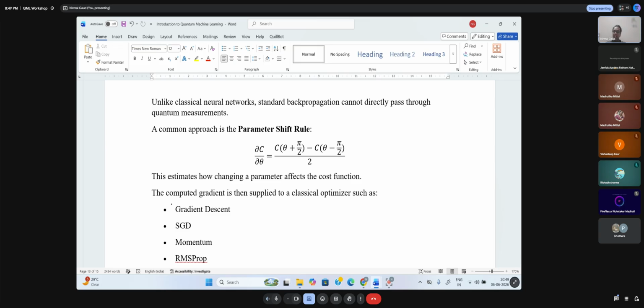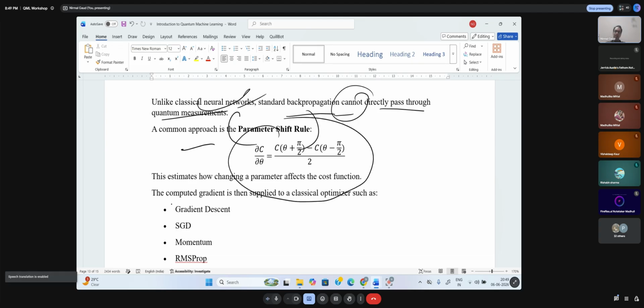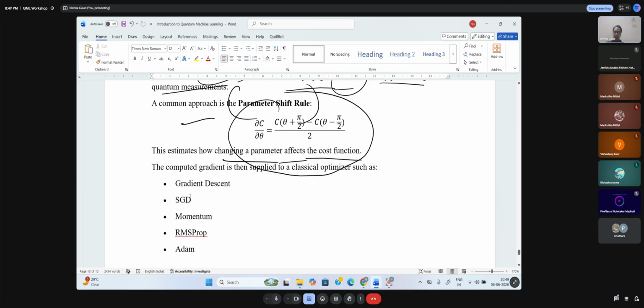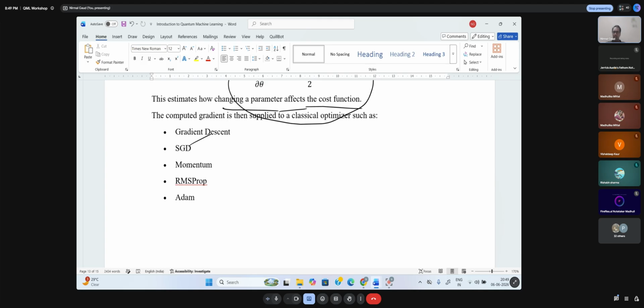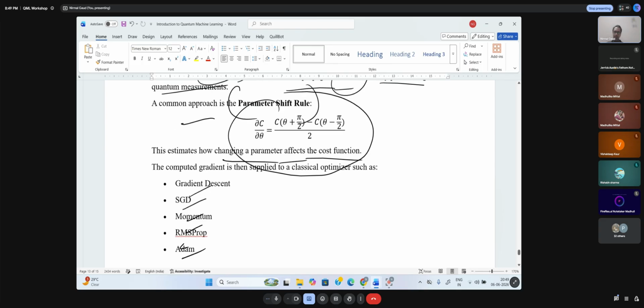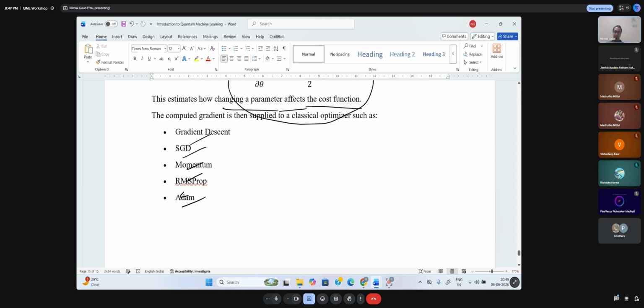Okay, got it. So unlike classical neural networks, standard backpropagation cannot directly pass through the quantum measurement. It is complicated. So a common approach is the parameter shift rule: C(theta plus pi by 2) minus C(theta minus pi by 2), divided by 2, which is delta C by delta theta. This estimates how changing a parameter affects the cost function. So this is an optimization equation, the parameter shift equation. And we can use these optimizers to solve this equation. Okay, got it. Fine.